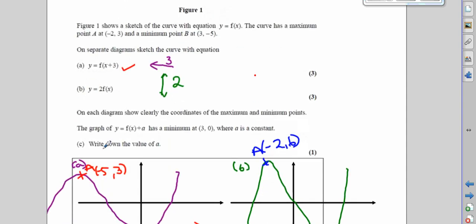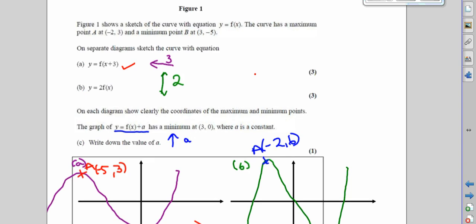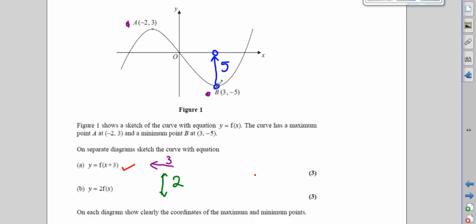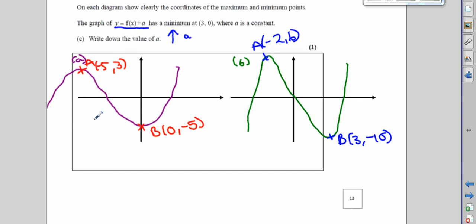So I'm asked to write down the value of a, but of course this y equals f of x plus a means that we'll be moving the graph up vertically in the y direction by a spaces. And as I just pointed out, the point has moved up 5 spaces. So that means that a is equal to 5.